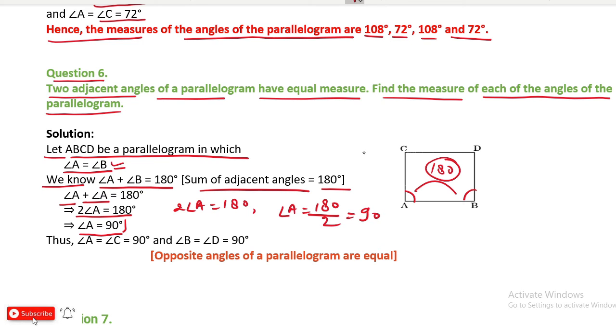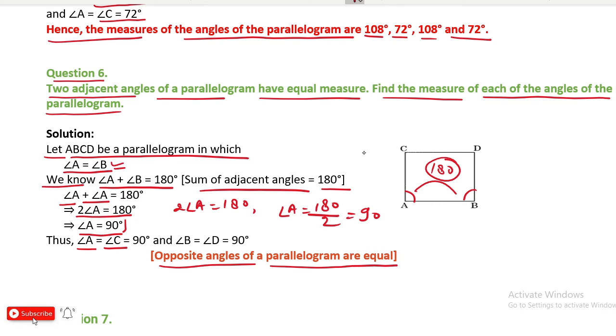Then angle A is equal to angle C. Why? The opposite angle or adjacent angle. We can use adjacent angle also or opposite angle also. Then angle A is equal to angle C and angle B is equal to angle D, and both are equal to 90. Opposite angles of a parallelogram are equal.